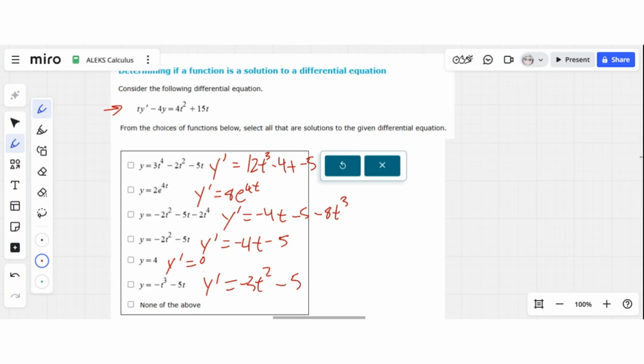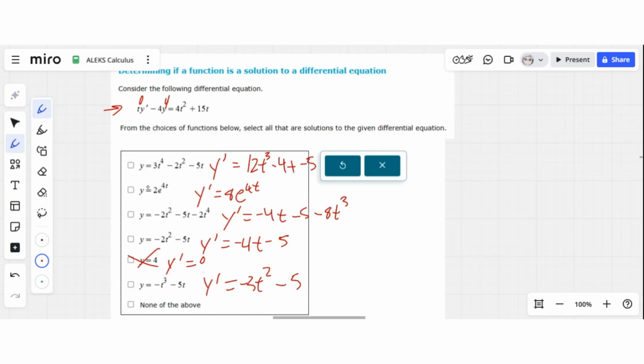Okay, now we can start plugging and crunching in. We've got everything we need. We have y prime, so we can put it into this differential equation up here and see if it works. There are a couple I'm going to try to eliminate right away. I don't think this one is going to work because if y prime equals 0, we're going to have t times 0, and then the function itself times negative 4 gives negative 16, which does not equal 4t squared plus 15t, so that one's out.